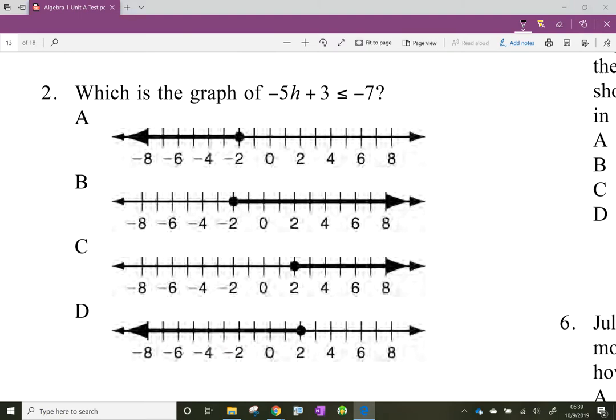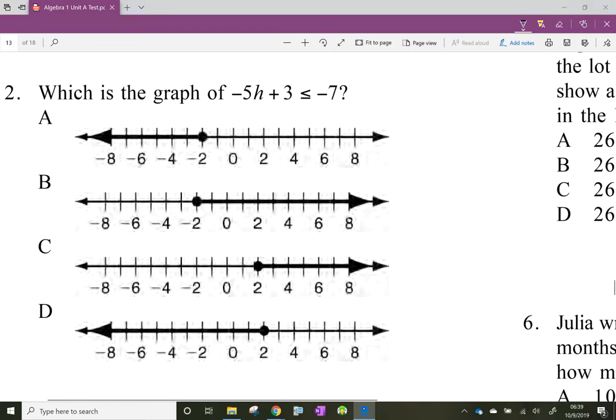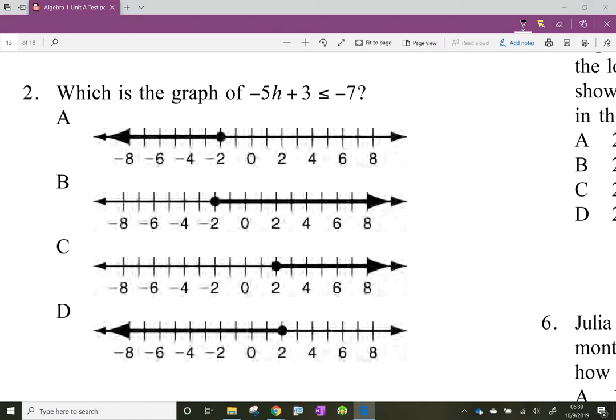Number 2, which is the graph of negative 5h plus 3 less than or equal to negative 7? I'm going to change this one a little bit. Well, no, I'll go ahead and do it exactly the way it is. We have negative 5h plus 3 less than or equal to negative 7. So when we solve this, our goal is to get the h by itself. Okay, let me adjust my colors here real quick. Right, we want the h by itself.